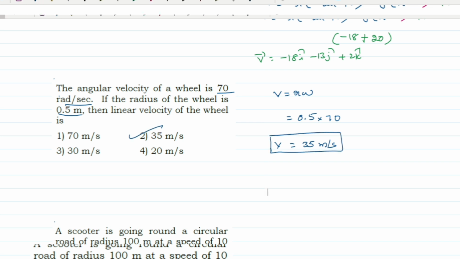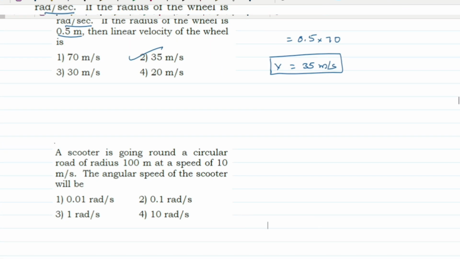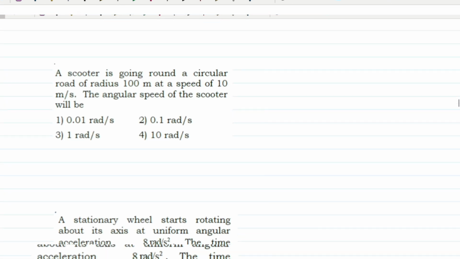Let us see the next question. The next question says, a scooter is going round in a circular road of radius 100 meter at a speed of 10 meter per second. The angular speed of the scooter they are asking.